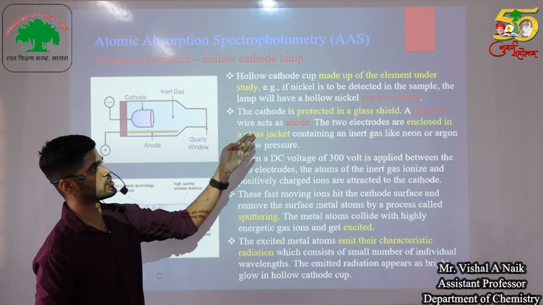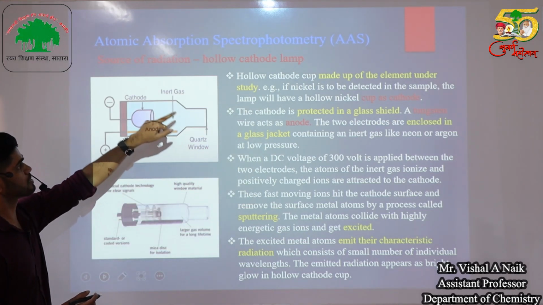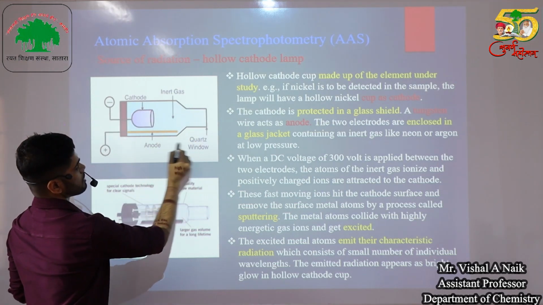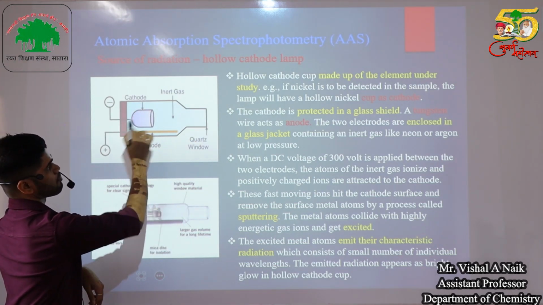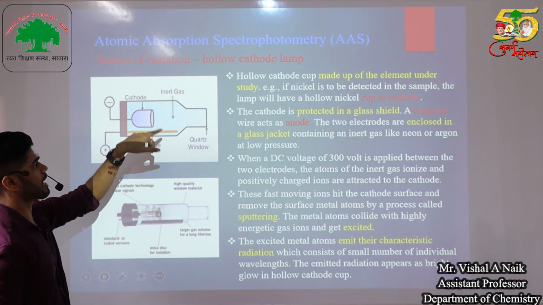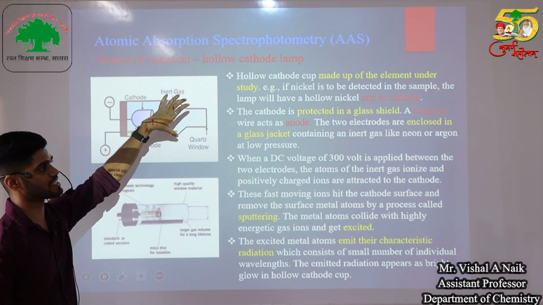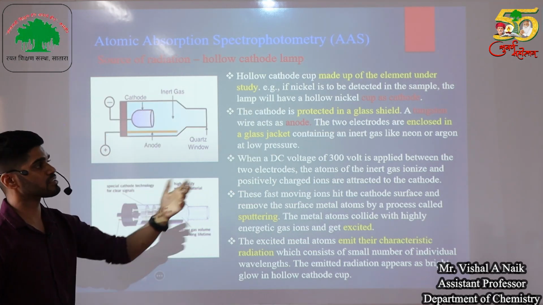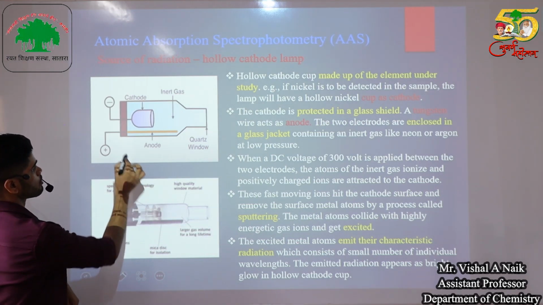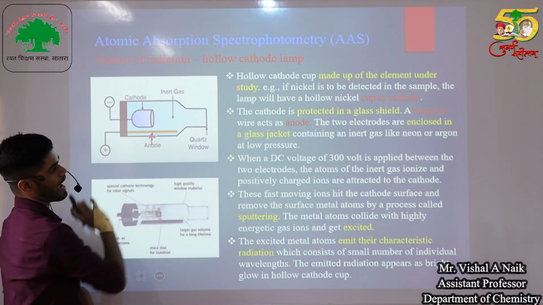Then the cathode is protected in a glass shield. So this is in a glass shield. Okay, so this cathode cup lamp, which acts as a cathode, is protected by this glass jacket. Okay, and a tungsten wire acts as an anode. So this wire acts as an anode.